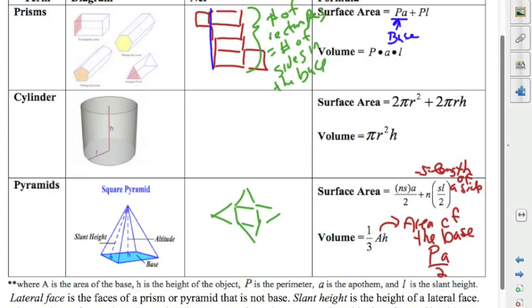PL: the perimeter is just the perimeter of our base. L is this part, right? L is just our length. So notice that we're just really calculating the area of a rectangle.